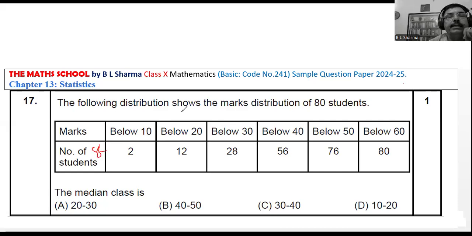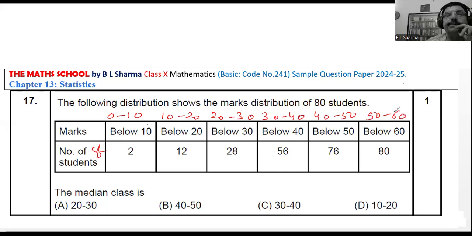Okay. And the gap is 10 to 20. So we can write 0 to 10. Class will be this. Class will be 10 to 20. Class will be 20 to 30. This will be 30 to 40. This will be 40 to 50.